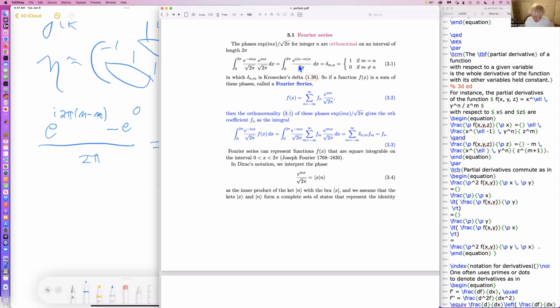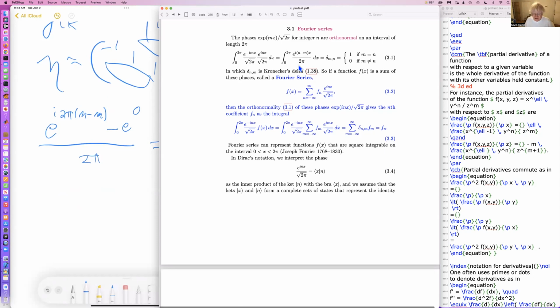But on the other hand, if n is equal to m, then this is an integral from 0 to 2 pi of e to the 0 over 2 pi dx, and that's just equal to 1. So that's where this fundamental relation comes from. And so the orthonormality of these functions is what Fourier used to construct his Fourier series.